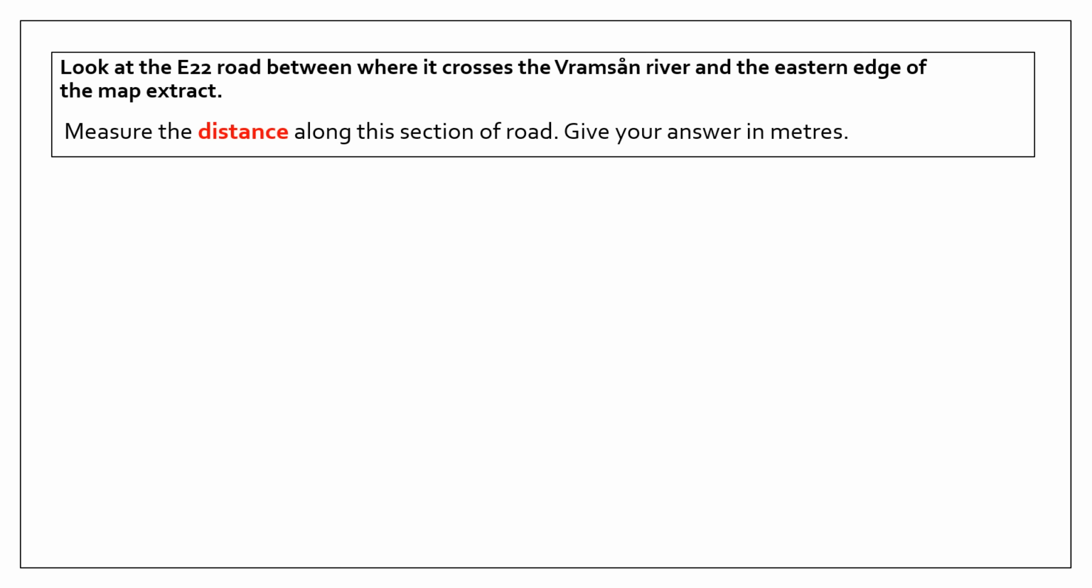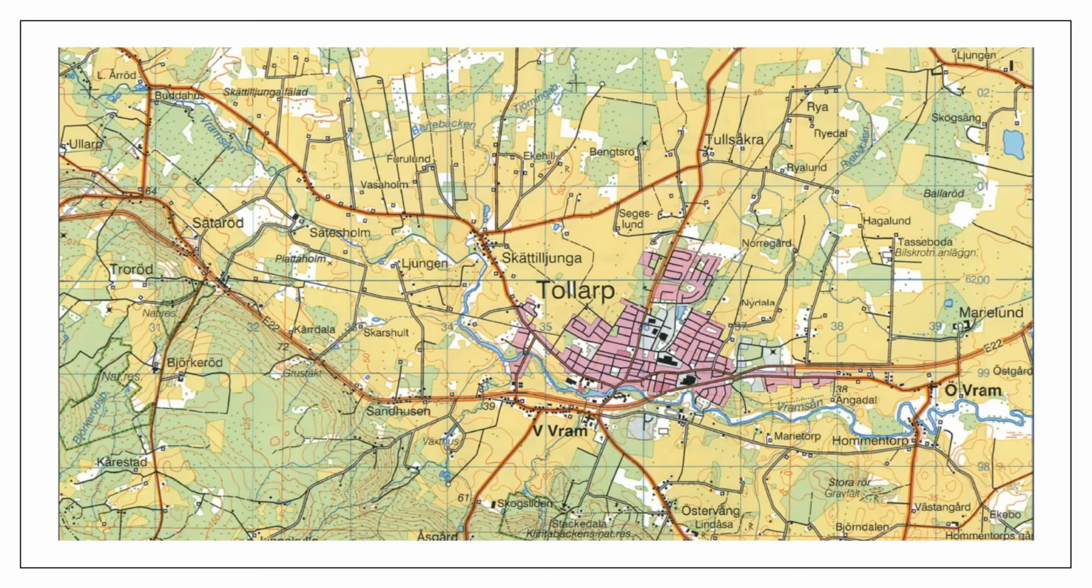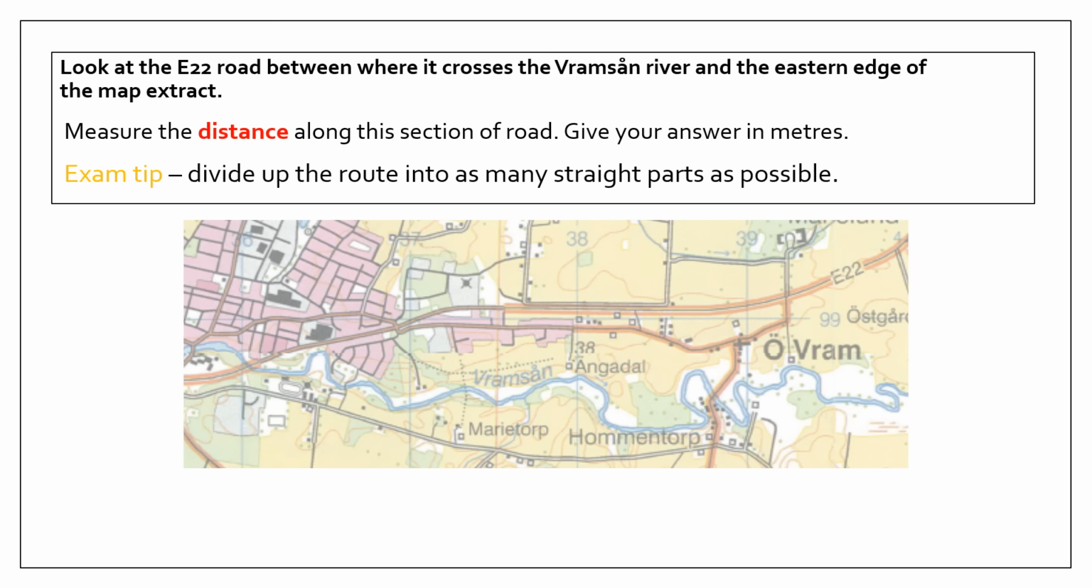Now, other map skills that you might be asked to do. A common one is to measure the distance of a piece of road or a river or something like that. So when you have to do that, again, you need to find out where you are asked to start from. So in this particular case, where the E22 crosses the river and where it's going to end towards the east of the map. So again, on my map, I'm going to draw on these two locations and just double check, yes, that is the river I have to focus on.